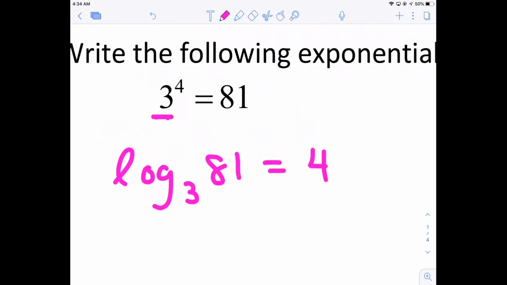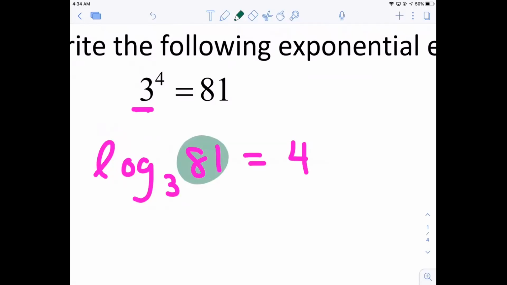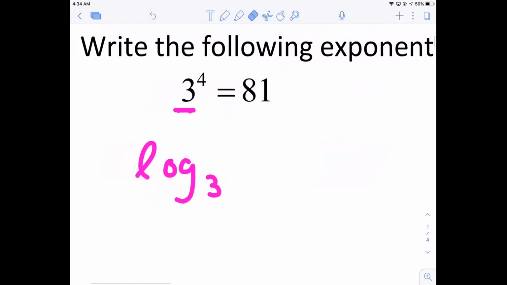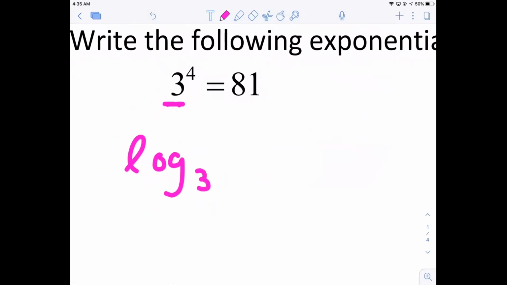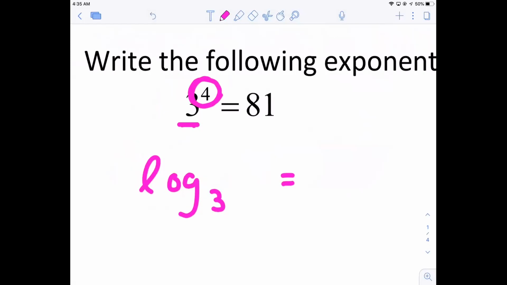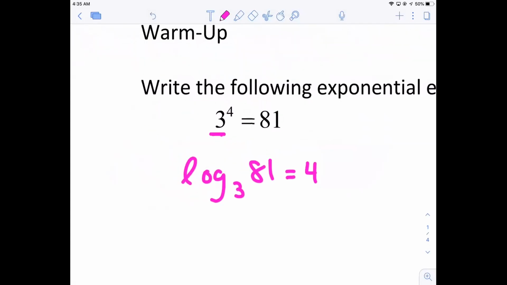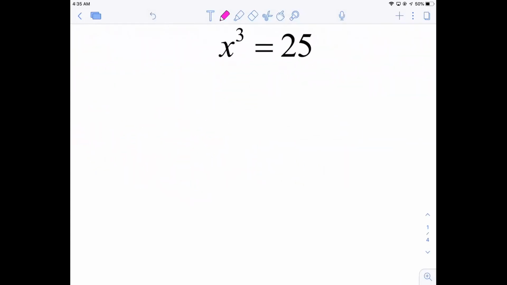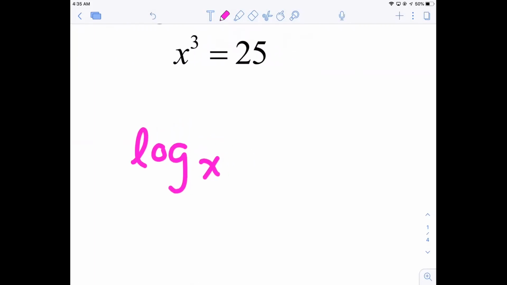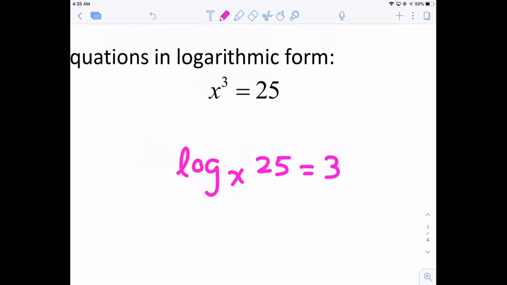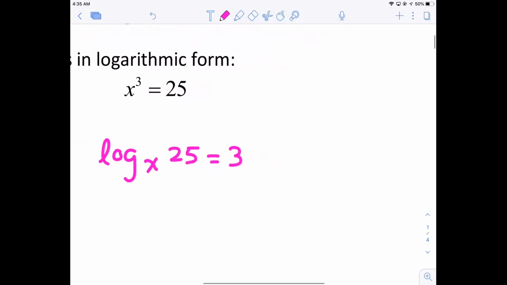The part people mess up is where the 81 and the 4 go. Once I get to this step, I think: log base 3 is equal to what power? I see the power is 4, so I know it's equal to 4, which means the 81 has to go there. For this one, our base is x, so this is log base x of, well, what power of x is equal to 25? I know the power is 3, so x to the 3rd is 25, and log base x of 25 is equal to 3.